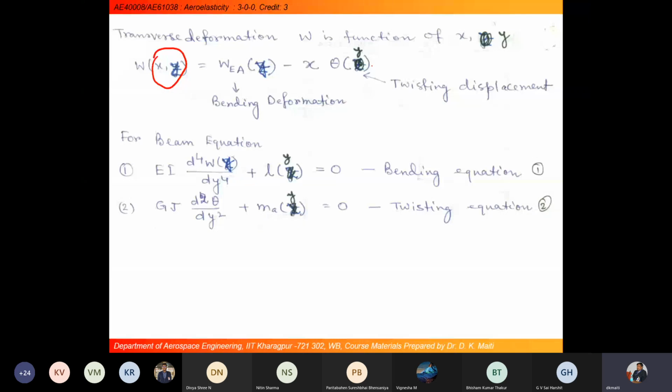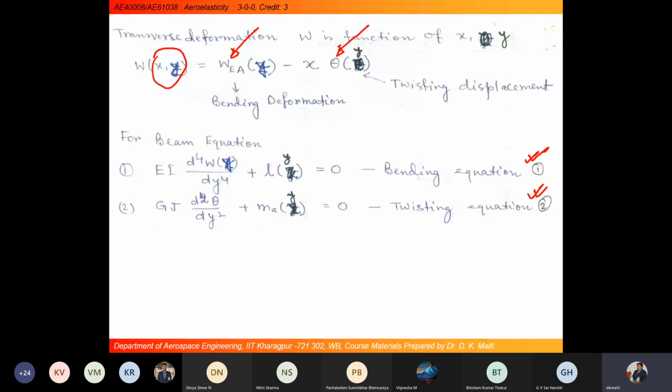So basically, we are taking two different degrees of freedom. One is the bending deflection, another is the torsional deflection. Considering these two degrees of freedom, we have to take two equilibrium equations. One is the bending equilibrium equation, and another is the twisting equilibrium equation. Is it clear why you have to take these two equilibrium equations?